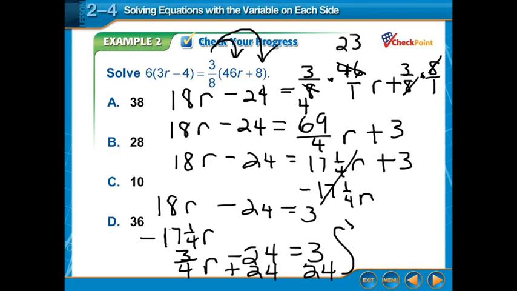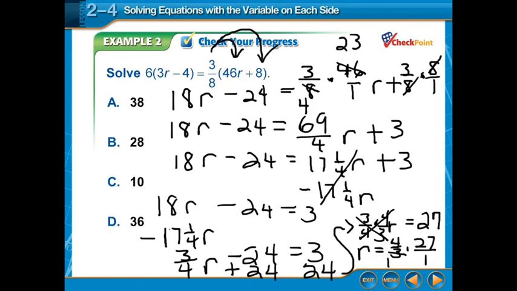We'll come up here and write right in this space. I have 3/4 r is equal to 27. Now what I'm going to have to do is multiply both sides by the reciprocal, 4 over 3. This will simplify out. I'll have r equals 4 over 3 times 27 over 1.